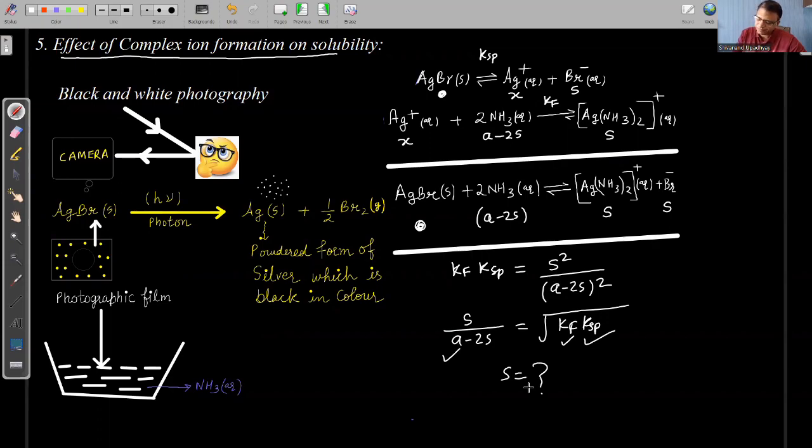So again here, since Ag plus ion is consumed in the second reaction, the first reaction will move in the forward direction according to Le Chatelier's principle. So because of complex formation, the solubility of a sparingly soluble compound can be increased. So let us discuss one more example. Based on that, the concept is the same.